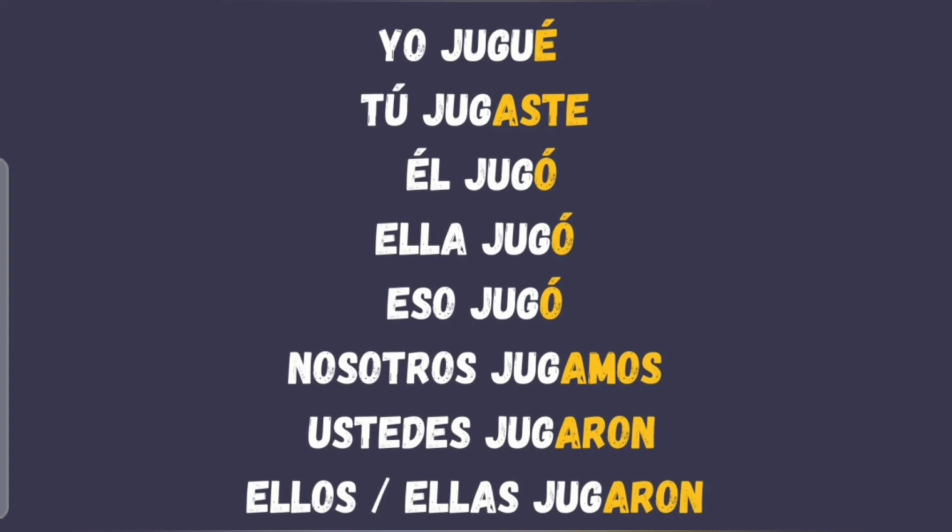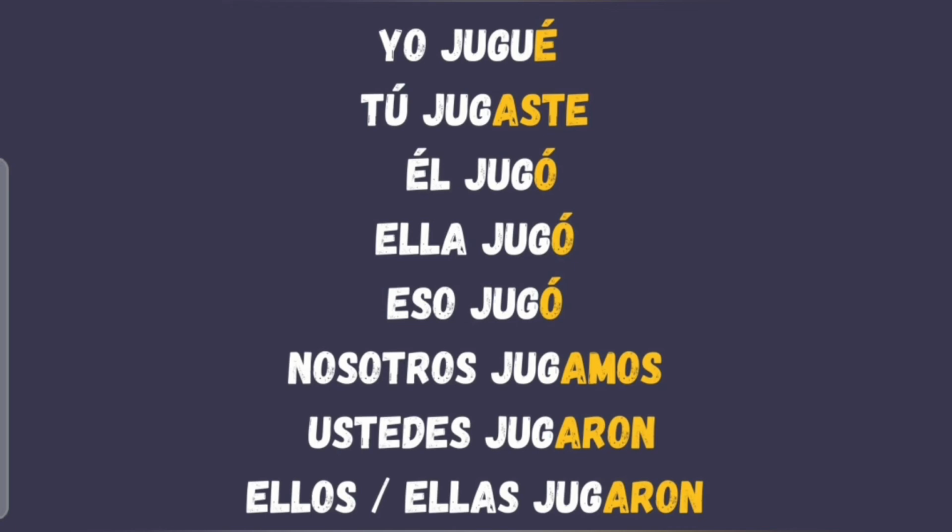Yo jugué. As you can see, the root word is jugu, beginning with the personal pronoun yo. As you can see, it's different. The root word is not the same. That's why it's an irregular verb. So if you have jugar, it's like a sign: no, it's not a regular verb. You have to treat it as an irregular verb. So the conjugation of this verb will be yo jugué, with a U after the letter G.